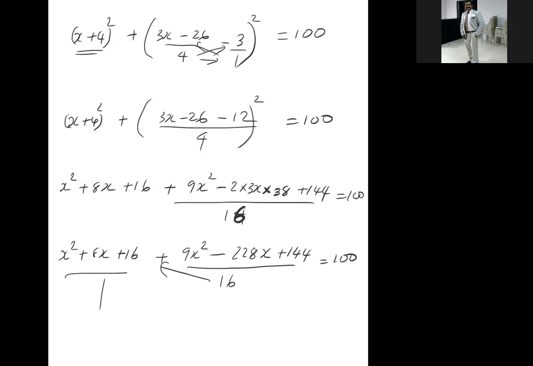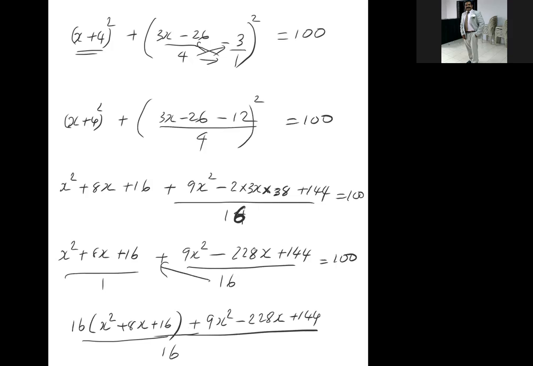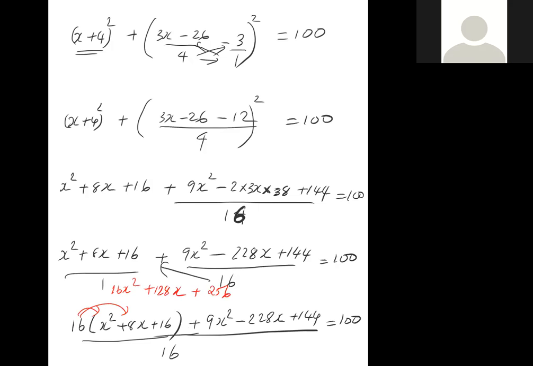Then you take the LCM of this. So 16 multiplied by (x square plus 8x plus 16) plus (9x square minus 228x plus 144) divided by 16, correct? Then you expand the bracket. 16 into x square is 16x square. 16 into 8 is 128. Plus 16 into 16 is 256, correct? Plus 9x square minus 228x plus 144, is equal to 1600.